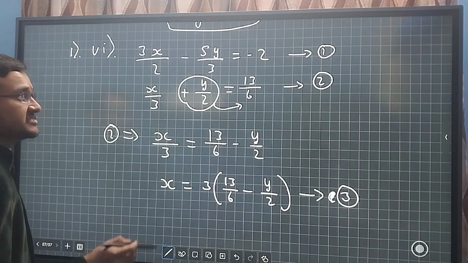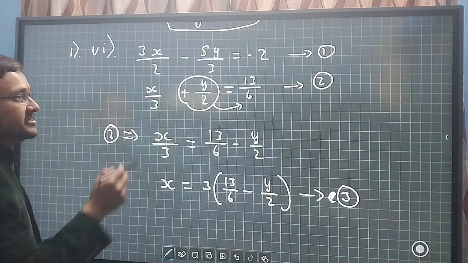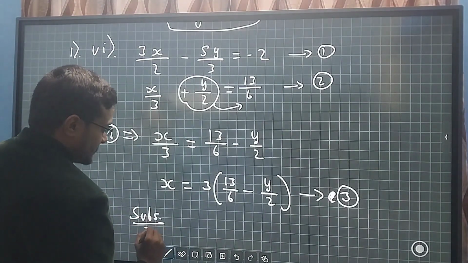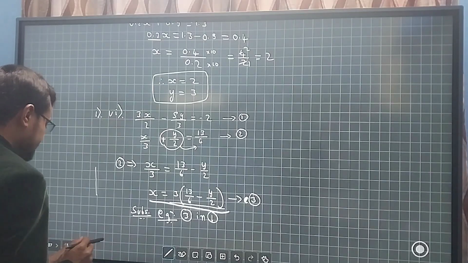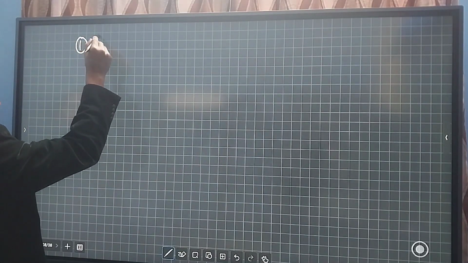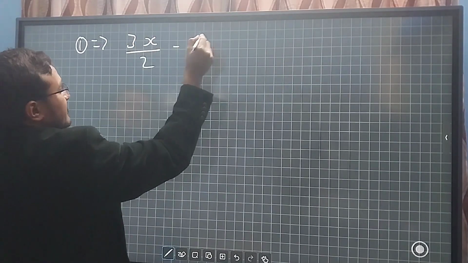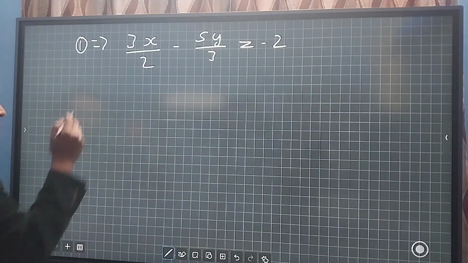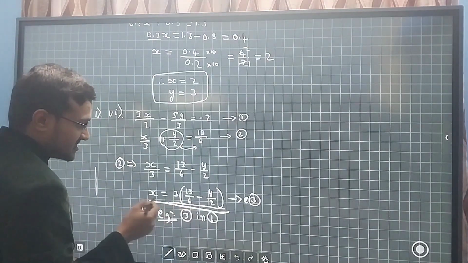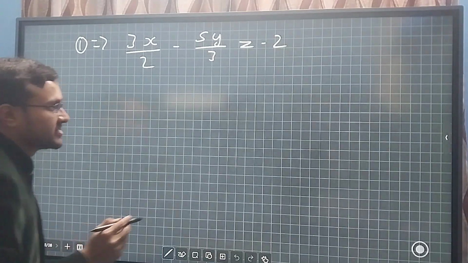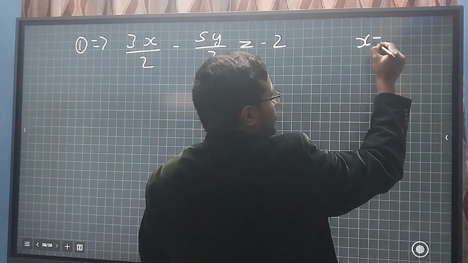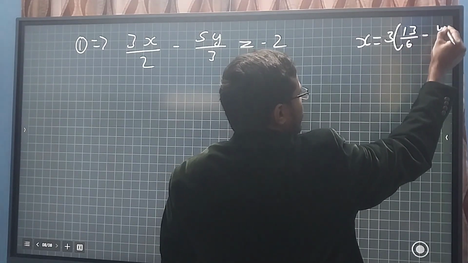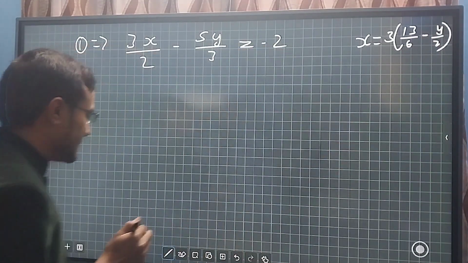So now you can substitute equation 3 in equation 1. So here we have equation 1. So substitute equation 3 in equation 1. So this equation 1 I will write once again. So 3x by 2 minus 5y by 3 is equal to minus 2. So in the place of x we will substitute equation 3. So that is x is equal to 3 into 13 by 6. So I will just write it over here. So x is equal to 3 into 13 by 6 minus y by 2. So this is what we have here.